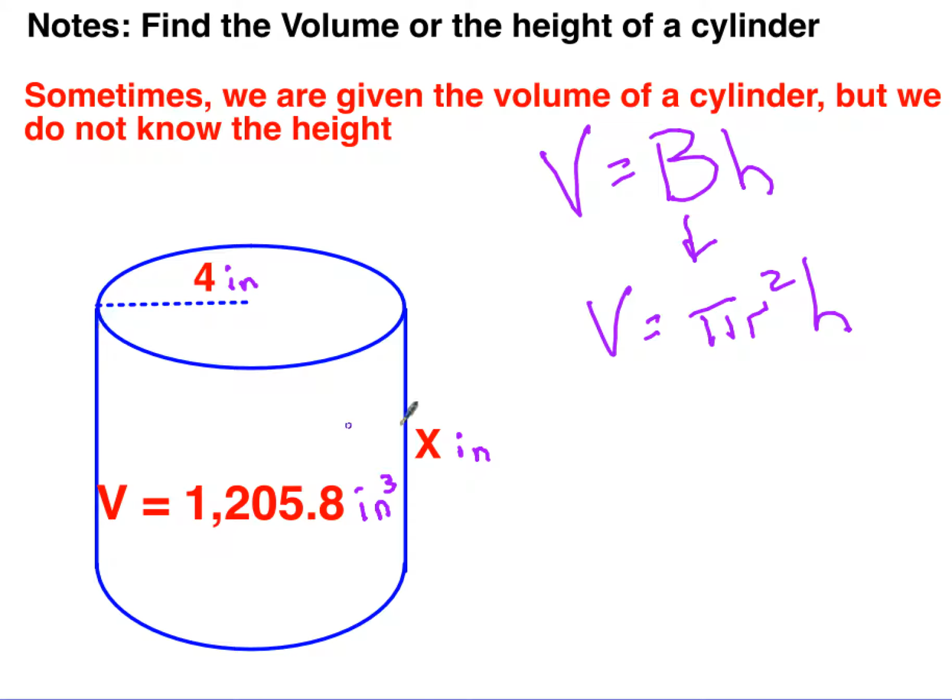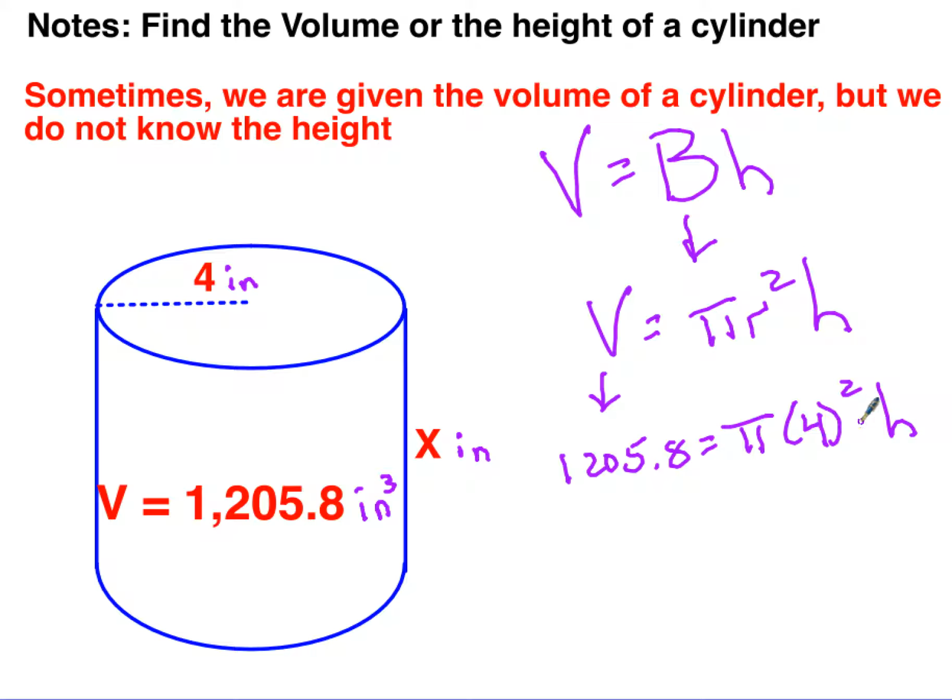I'm going to plug in the values I know, and then solve for my height, because I don't know the height. I know what my volume is, so I can substitute in the volume for V: 1,205.8, and that's equal to pi times my radius squared times height. My radius is 4, and I don't know what the height is. So now I have an equation, and I can solve it for h.